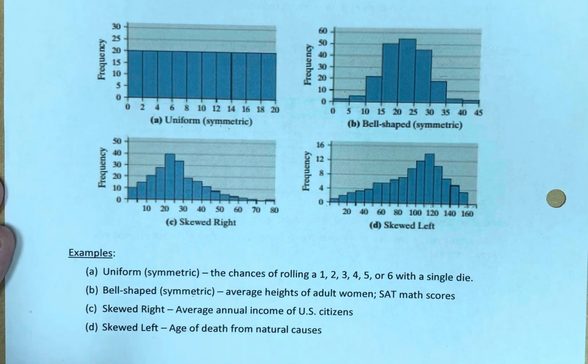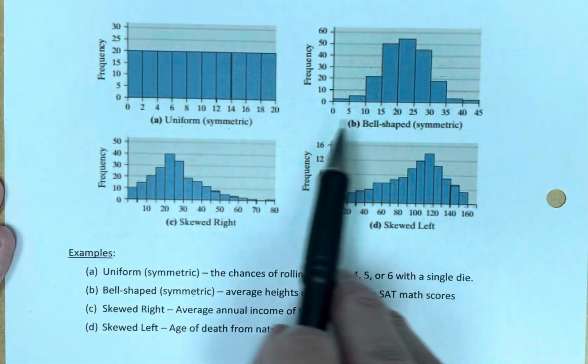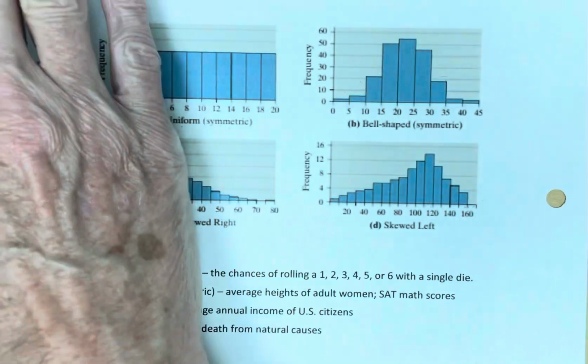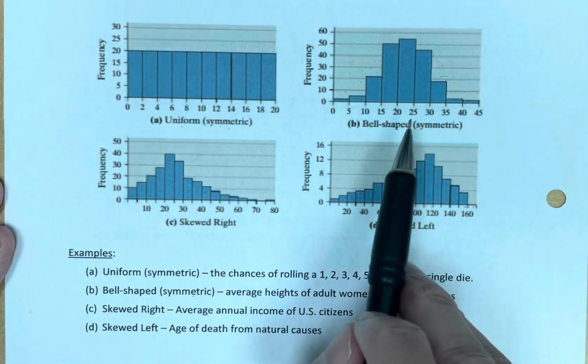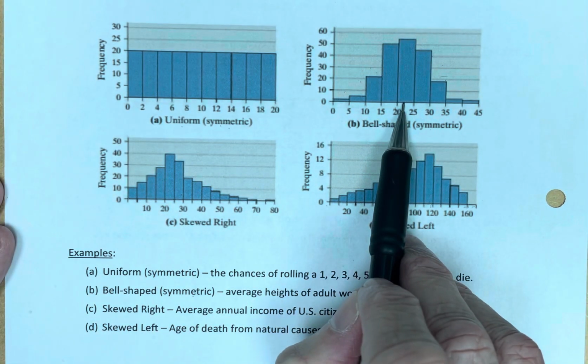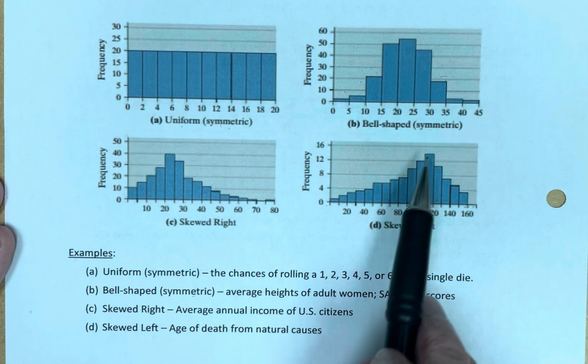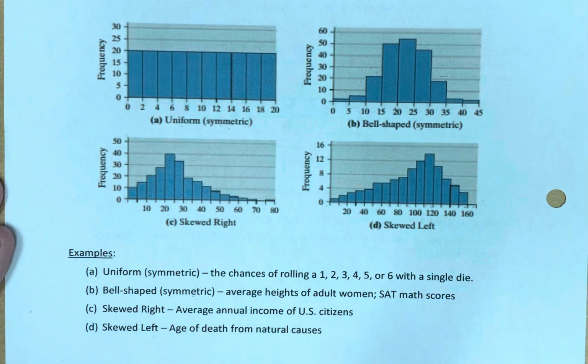So our focus, distribution shapes. Uniform is out there. It's obviously symmetric. Draw a line, you can cross over that. But you'll have bell-shaped symmetric. You'll have skewed right, where the tail goes to the right. And you'll have skewed left, where the tail goes to the left.